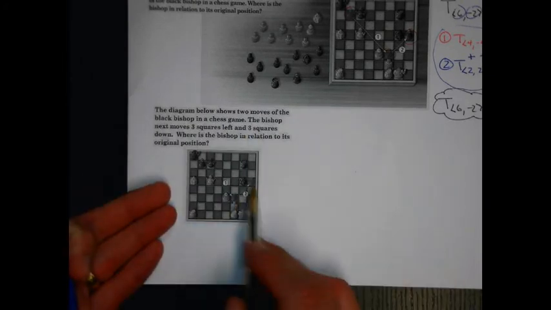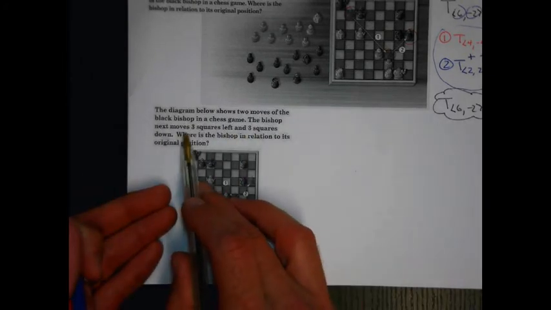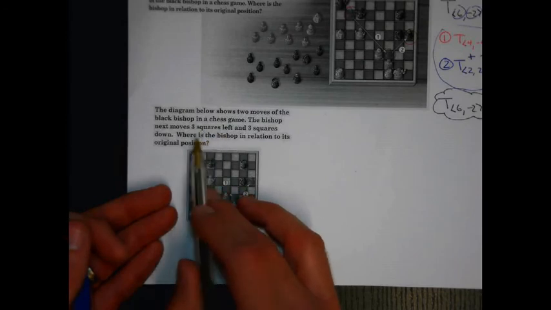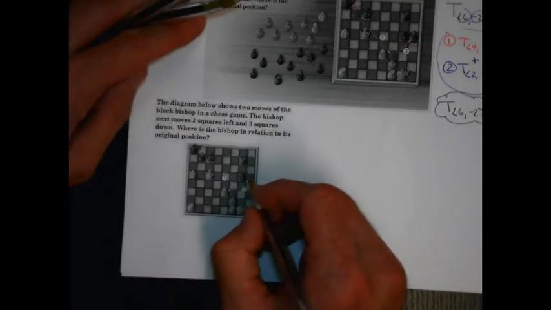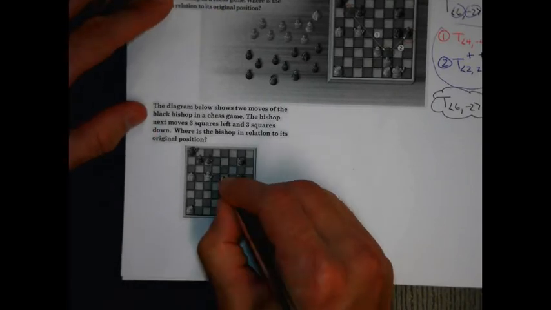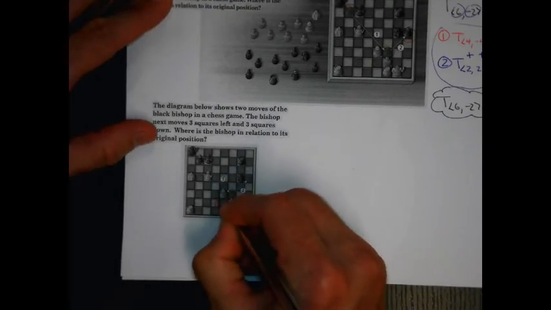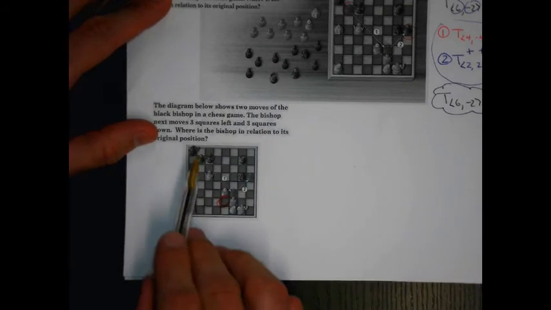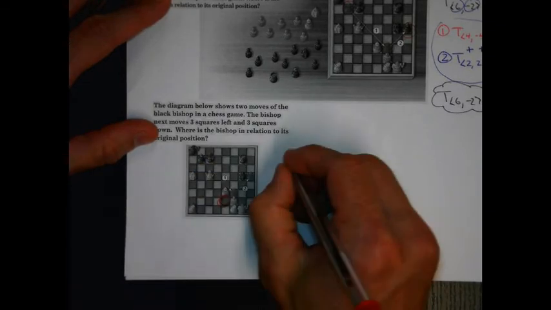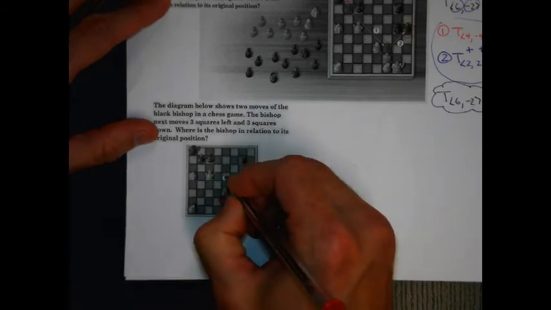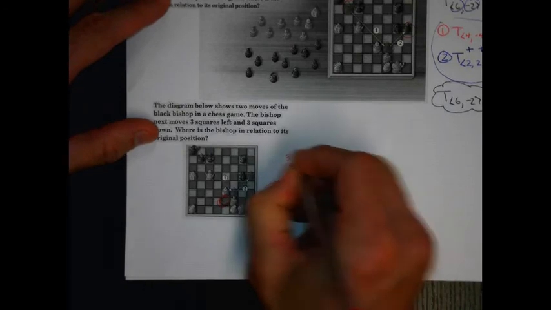In the second question, it shows 2 moves of the black bishop, same place. But now the next moves are 3 to the left and 3 down. Where is it in relation to its original position? So we can also count from here. Here's what it is. 3 to the left and 3 down. 1, 2, 3, 1, 2, 3. Here it is now, right? And then what's it in relation to the original position, which was here? So we'd have 1, 2, 3 to the right, and 1, 2, 3, 4, 5 down.